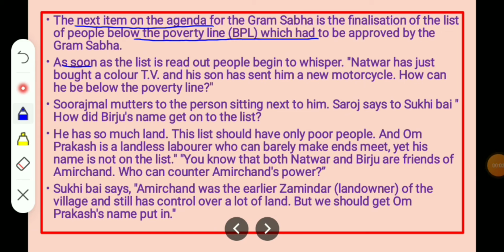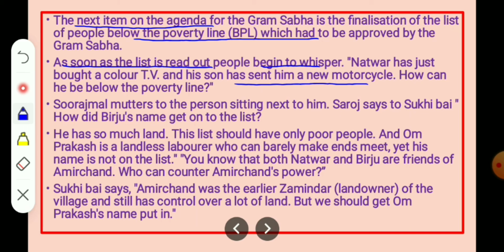As soon as the list is read out, people begin to whisper, Natwar has just bought a color TV and his son has sent him a new motorcycle. How can he be below the poverty line? So when the list has been read out, the villagers started whispering. They said Natwar has just bought a color TV and his son also sent him a new motorcycle. How can he be below the poverty line? How can he be in the BPL list?